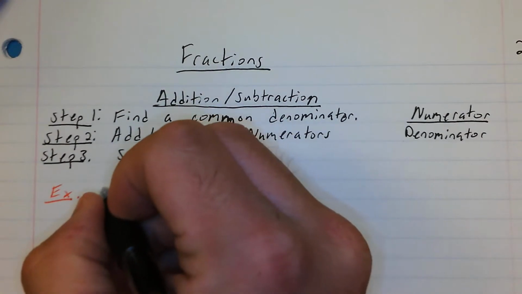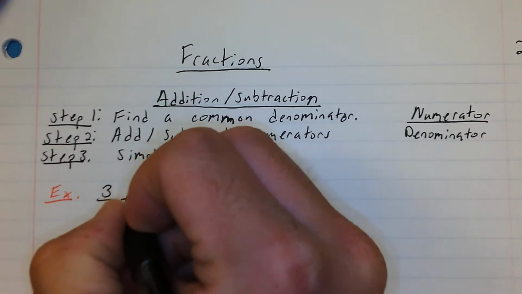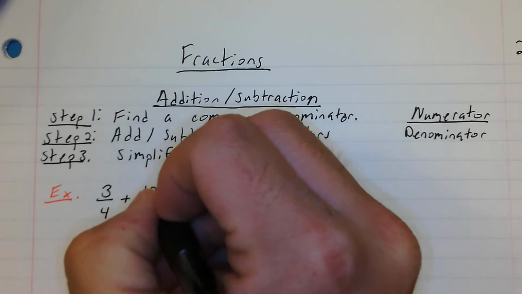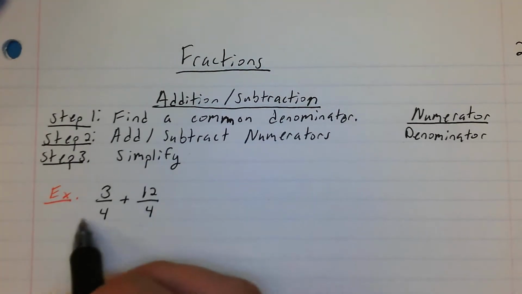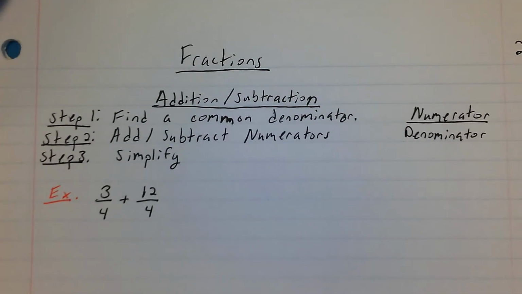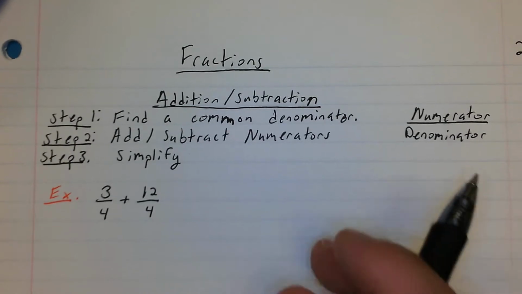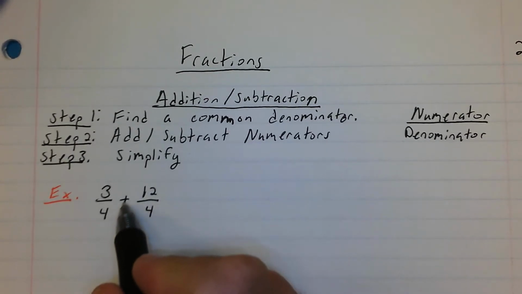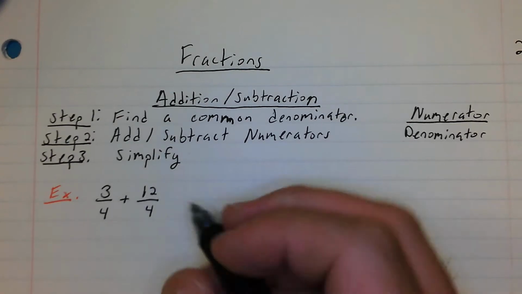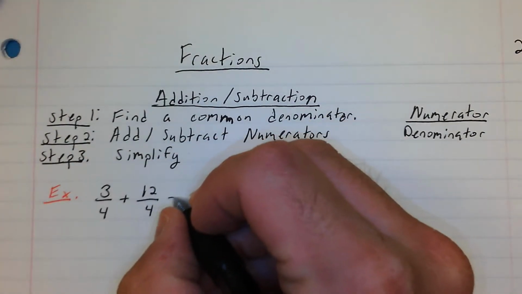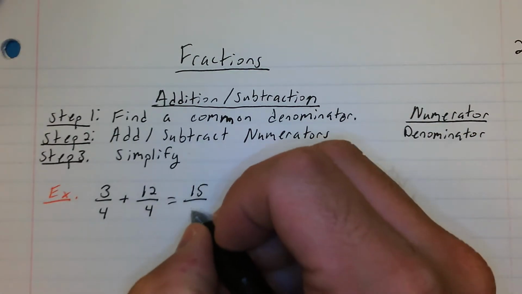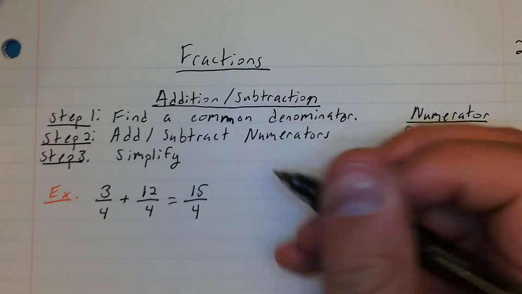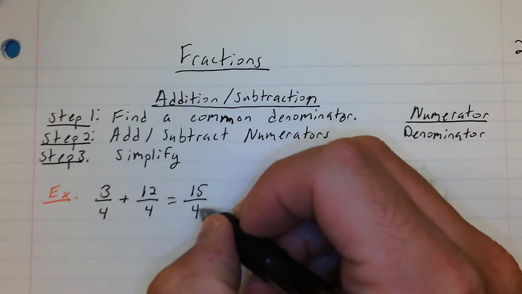So first off, we'll have 3/4 plus 12/4. So step 1, they both have a common denominator. Great, I don't have to do anything now. I can move on to step 2. Step 2, add the numerators. So we're going to take 3 and add it to 12. Well, 3 plus 12 is going to be 15. My denominator stays the same. I don't do anything with those. It stays 4. So then my answer, 15 over 4.